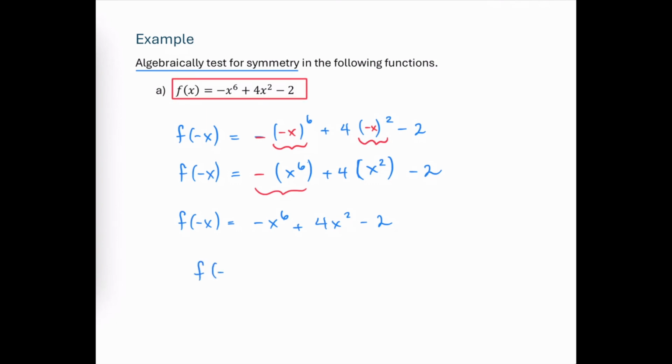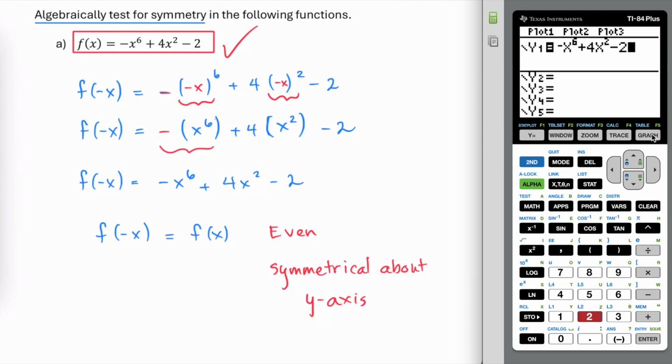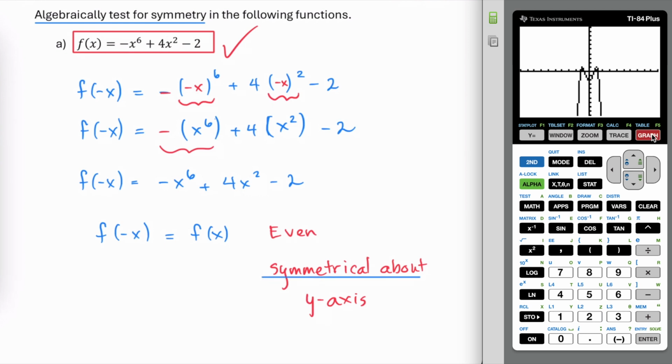So when we evaluated this function at negative x, we got the same as the original function, which means that this function must have been even, which means that its graph is going to be symmetrical about the y-axis. And now to check our answer, we can come over to the calculator and plug in the original equation by selecting y equals and inputting negative x raised to the 6th power plus 4x squared minus 2. And then when we go over to the graph, we see that our graph does appear to be symmetrical about the y-axis, which supports what we found algebraically.